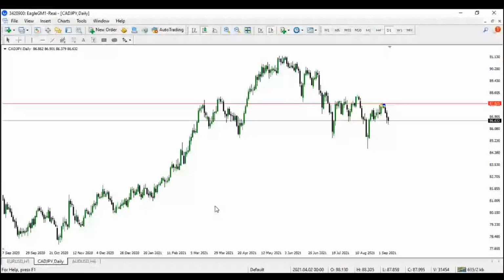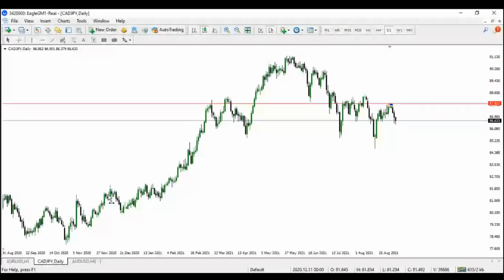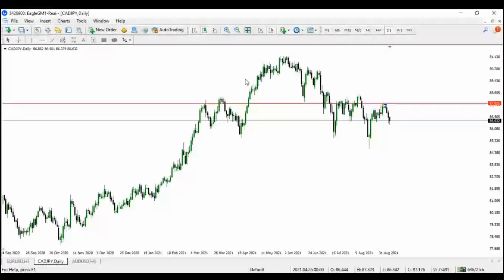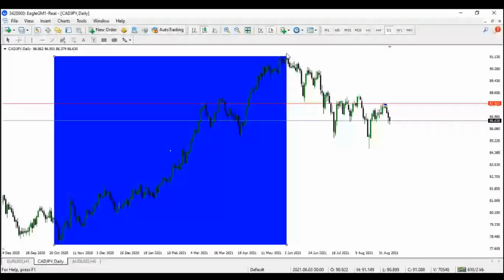What is the direction of CAD JPY? Is it up or down? I'm talking about everything in this blue box, before you make your response. What is the direction of CAD JPY in this blue box? Is it up or down? Let's start from there. I'd like to get a lot of response.